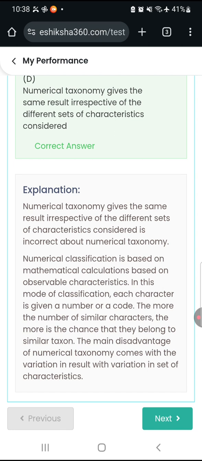Numerical classification is based on mathematical calculations based on observable characteristics. In this mode of classification, each character is given a number or a code. The more the number of similar characters, the more is the chance that they belong to similar taxon. The main disadvantage of numerical taxonomy comes with the variation in result with variation in set of characteristics.